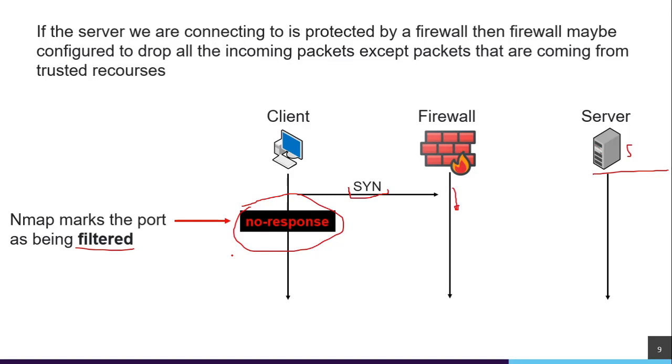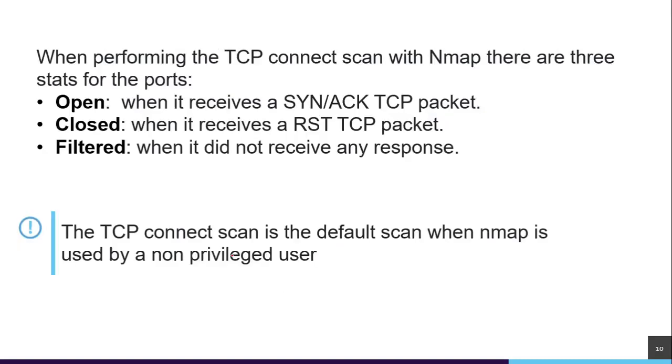So those are the three states for ports when scanning using the TCP Connect Scan. There's the open port when Nmap receives a SYN-ACK packet from the target machine. There is the closed port when it receives the RST packet from the server, and there is the filtered state when it didn't receive any response. So, when performing the TCP Connect Scan with Nmap, there are three states for the port: open when it receives a SYN-ACK packet, closed when it receives the RST TCP packet, and filtered when it receives no response.